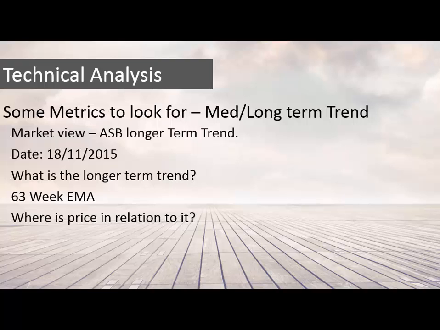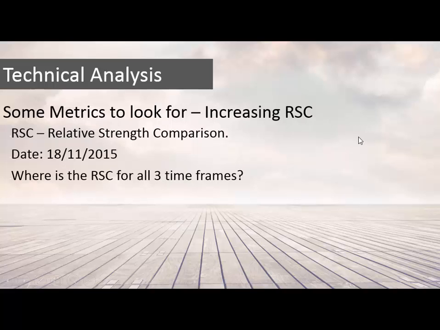So we'll go through a couple of charts and have a bit of a look at this. ASB is one in particular that we can go through and have a bit of a look. Some of the things we need to be thinking about, relative strength comparison. So, at the moment, whereabouts does the relative strength comparison sit for a stock that you might be considering? So where is it for all three time frames?